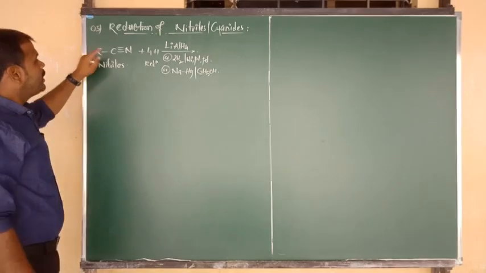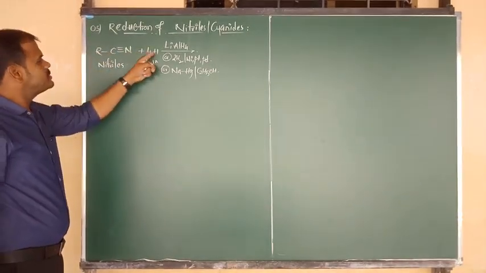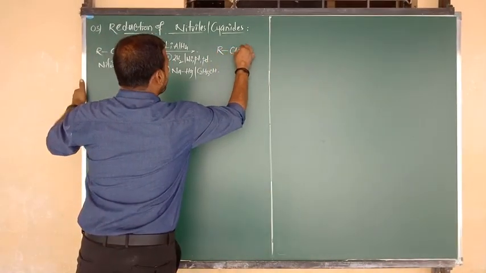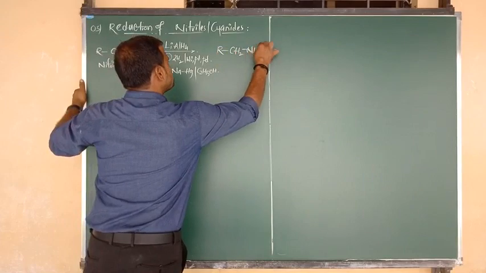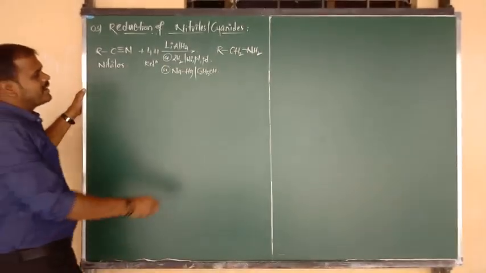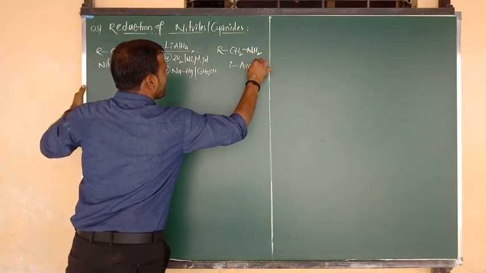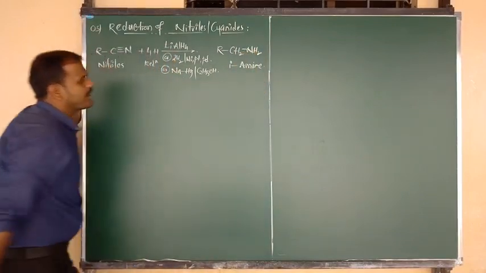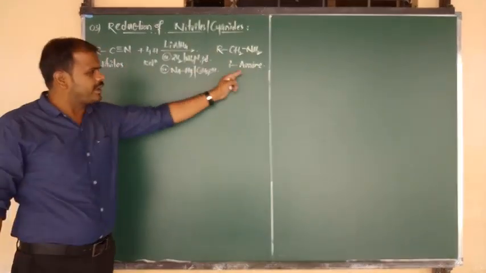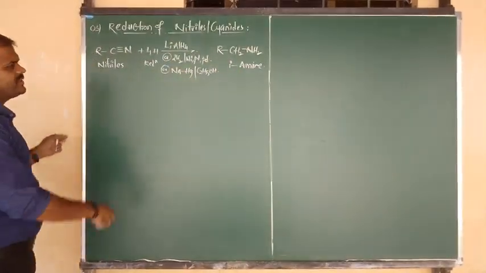How? Out of 4 hydrogens, 2 hydrogens are given to the central carbon, and 2 hydrogens are given to the nitrogen. So what can we write now? R bonded to CH2, CH2 bonded to NH2. The NH2 group is there, so we can say it is a primary amine. Just a one-word statement: cyanides upon reduction give primary amine by using any one of the reducing agents as you wish.